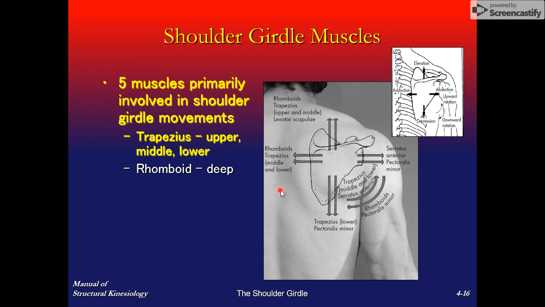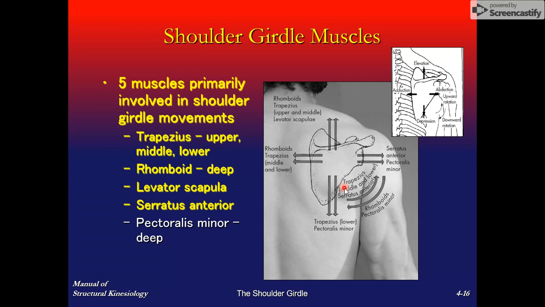The rhomboids are going to be in here: the rhomboid major and the rhomboid minor. The levator scapulae is going to be right here. It helps with scapular elevation, or shrugging your shoulders. Serratus anterior is deep in here. You're not really going to see it because it's on the front, and this is a posterior picture. Pectoralis minor is also on the front, or anterior, and it's deep to the pectoralis major.